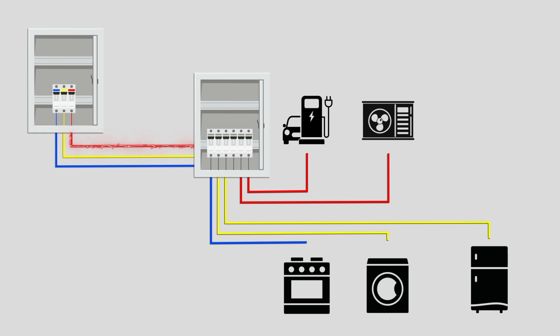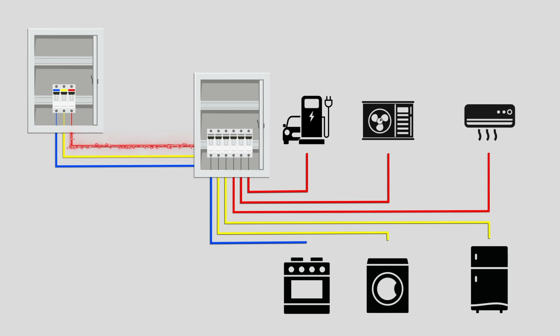The primary cause of these imbalances is the uneven distribution of single-phase loads, particularly behind the meter, where network operators have limited visibility. This is also where most load growth occurs.